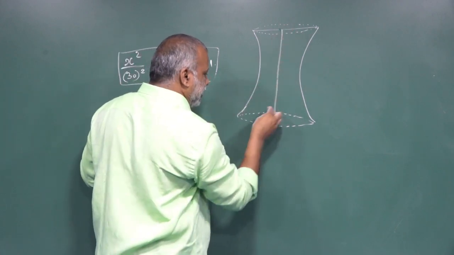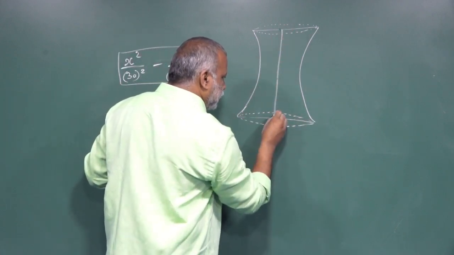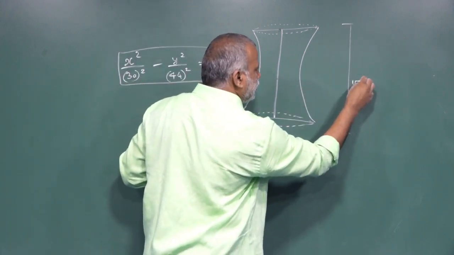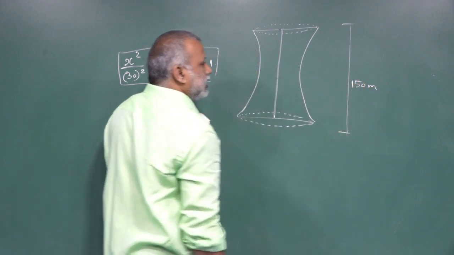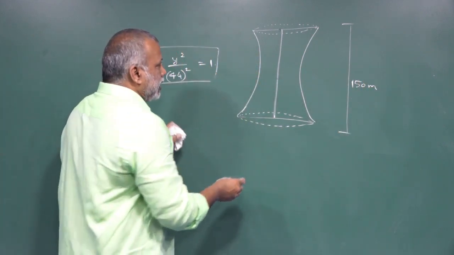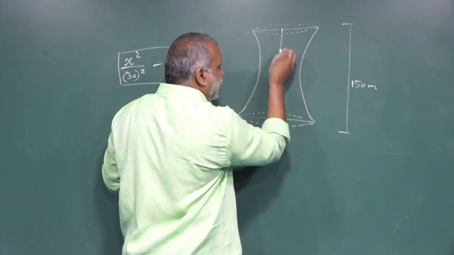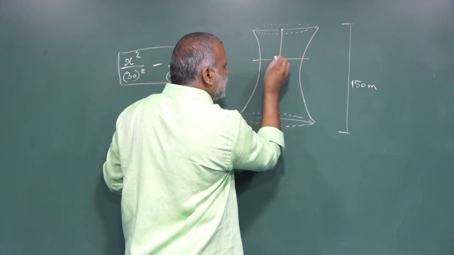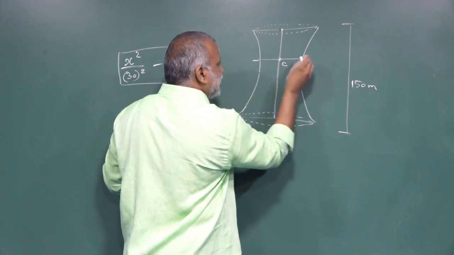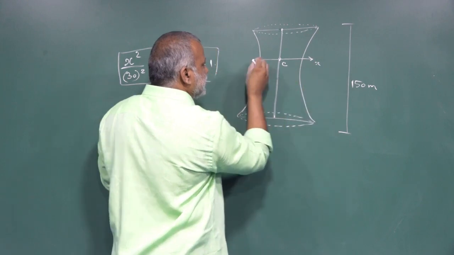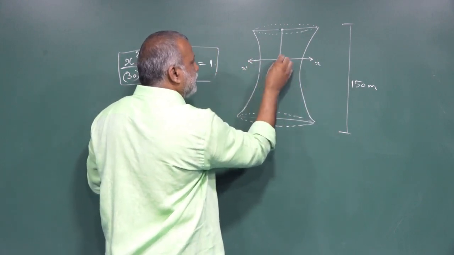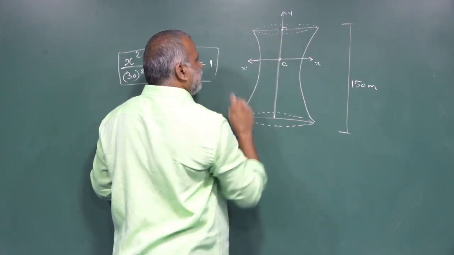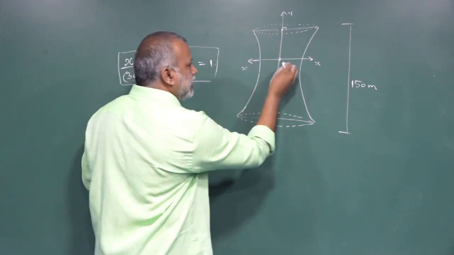So the total height of this tower is 150 meter tall. They are giving the data, 150 meter tall. Then from the top of the tower to the center, consider this is the center. C means center. Consider this is the x-axis, x dash. After the center, it should be the y-axis. After that, we are going to draw a fair diagram from this. Now we are considering this is the center.